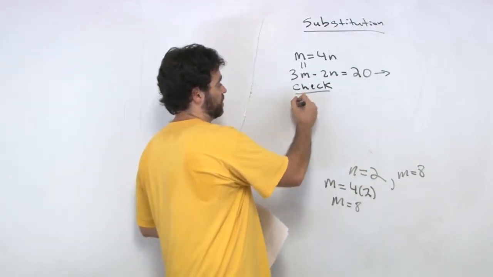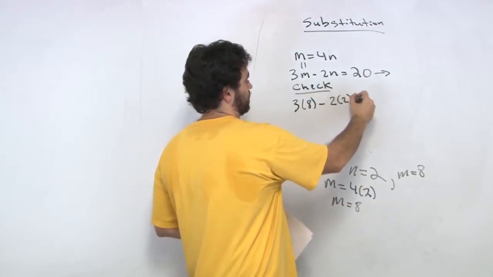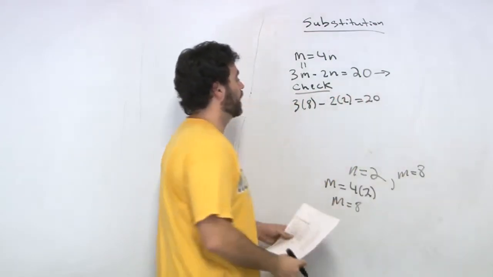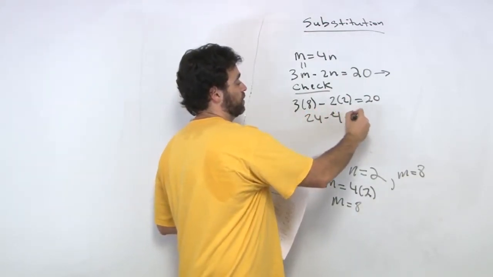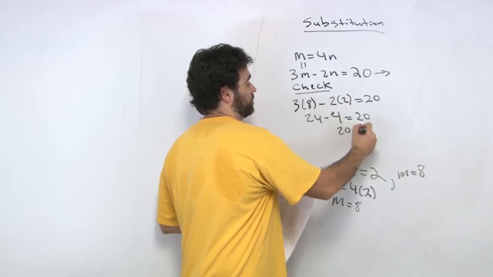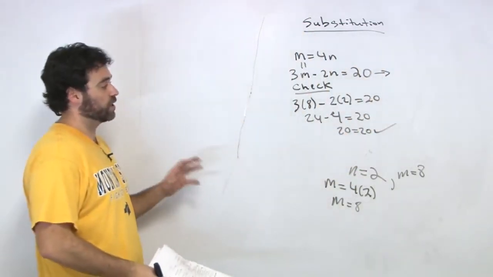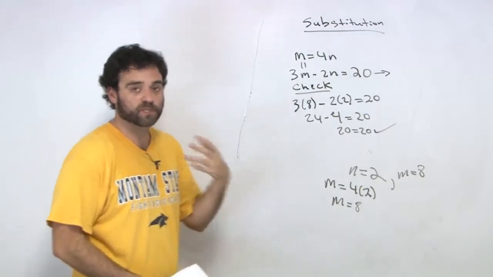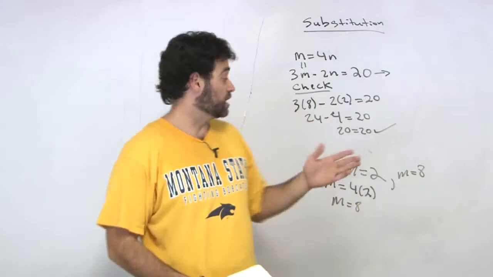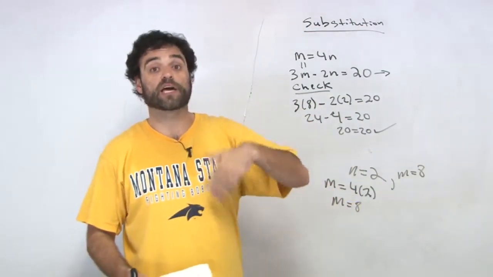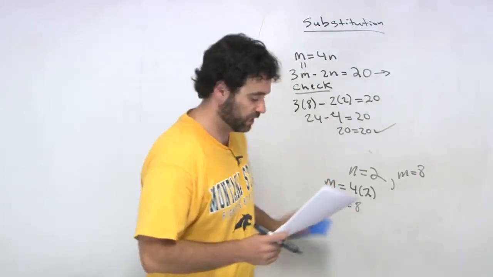So let's plug it in. We're going to say 3 times 8 minus 2 times 2. Is that equal to 20? Let's see. 3 times 8 is 24, minus 4. Is that equal to 20? 20 equals 20. And yes, it does. Okay, so there it is. Very good, and that's our check. Especially when you're doing these systems, you want to do some kind of check to make sure that yes, you did get the right answer. After this, I remind you, you will check the rest on your own.